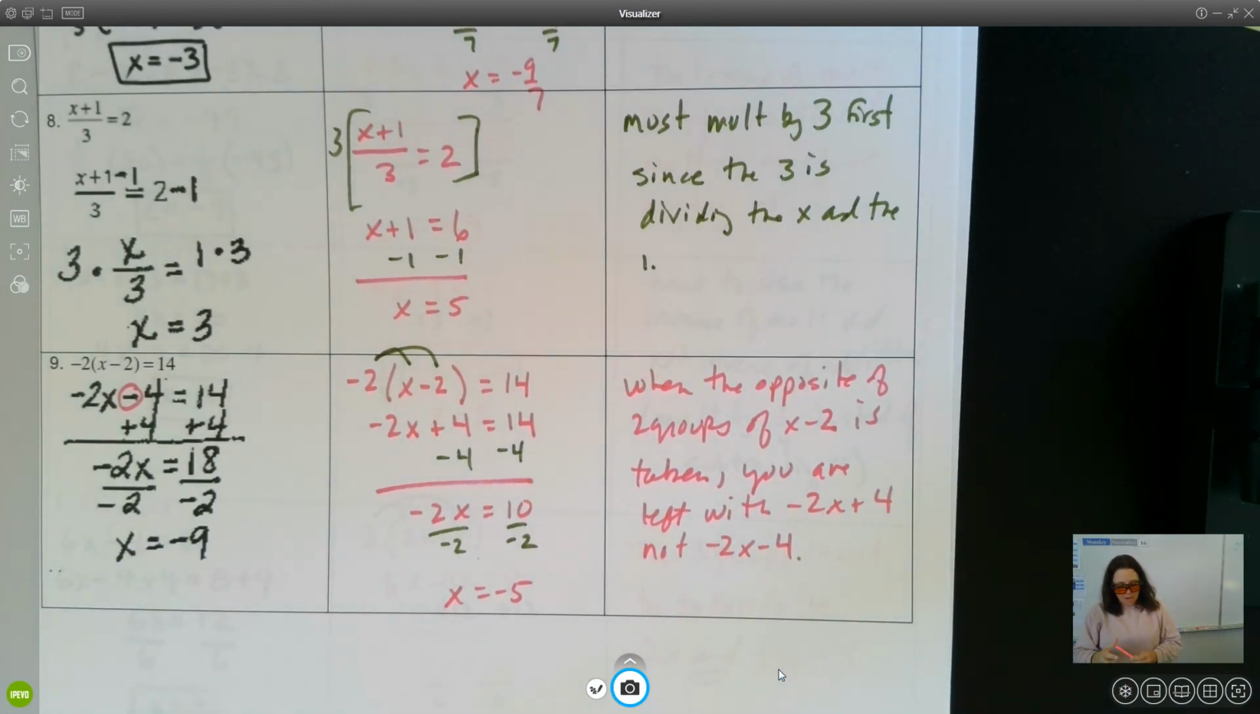All right, so hopefully with these 9 examples, you get the whole idea of being able to look at somebody else's work and see where a mistake is made.